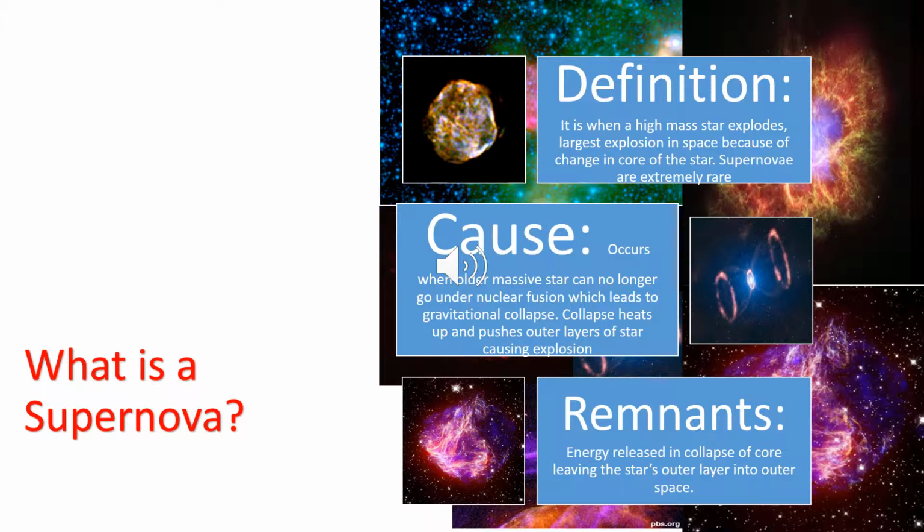Supernovas are actually extremely rare. They only occur about 1 in 400 years in our galaxy, and in other galaxies similar to the Milky Way, they occur about every 1 in 50 years.